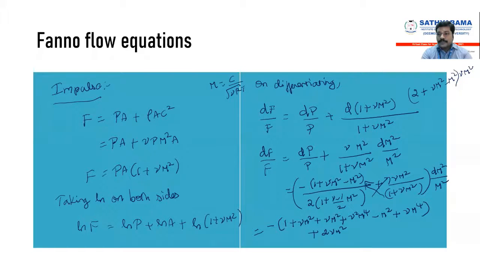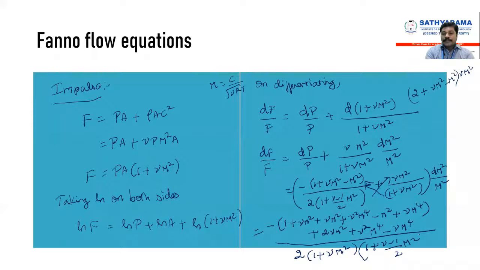Okay, so what we get: 2 gamma m square, and then plus gamma m square, so gamma square m power 4. Okay. Then we have minus of gamma m power 4, right? So this is your numerator part divided by your denominator part, into 2 into 1 plus gamma m square into 1 plus gamma minus 1 divided by 2 m square. Okay, so dm square by m square.